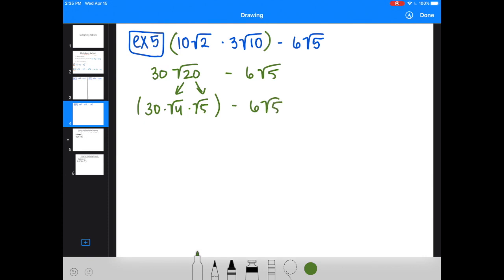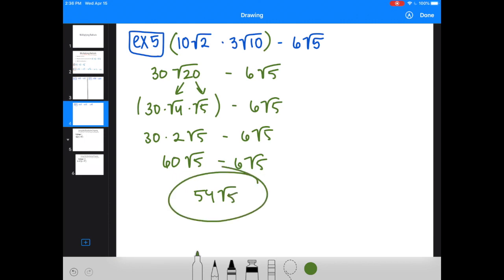Now that I have that, I can simplify that 4, and I will have the same radicand. I will have square root 5. All right. Square root of 4 simplifies down to 2. 30 times 2 is 60. So I have 60 square root 5 minus 6 square root 5. When I subtract, I leave my junk in my trunk, and I only mess with my coefficients. So 60 minus 6 gives me 54 square root 5 as my final answer.